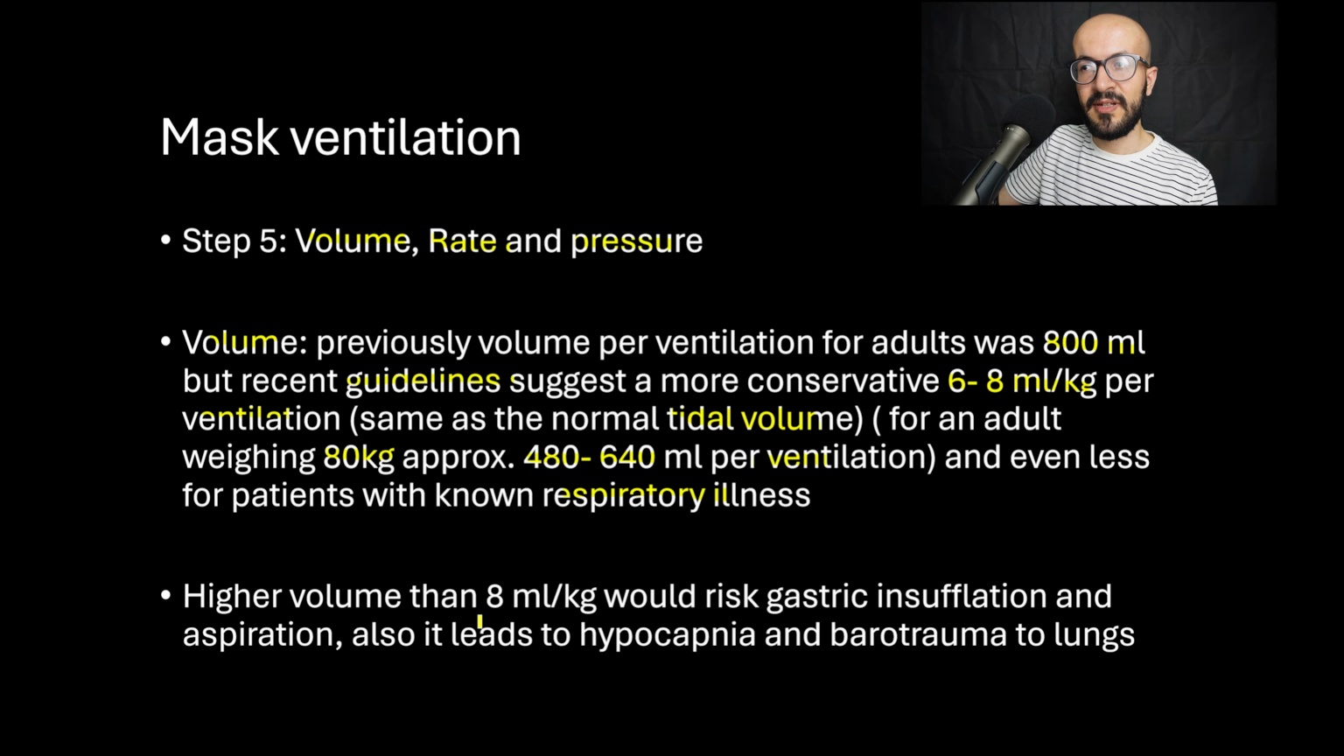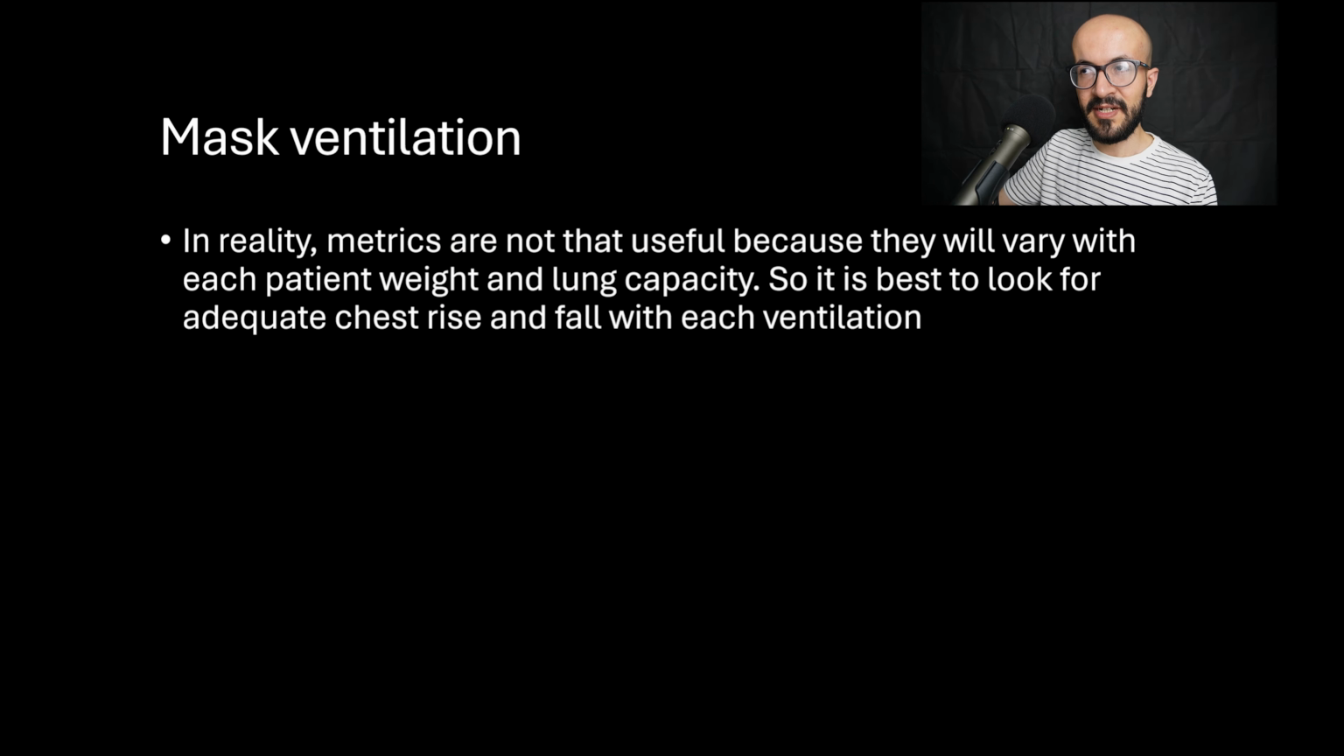Now, higher volumes than 8 milliliters per kilogram would risk gastric insufflation, so air going to the stomach and pushing the stomach contents backward and leading to aspiration of these secretions. And it also leads to hypocapnia and barotrauma to the lungs. Now, in reality, these metrics are not that useful because they will vary with each patient weight and lung capacity, and you don't have much time to calculate the volume of air you have to give. So it is best to look for adequate chest rise and fall with each ventilation.